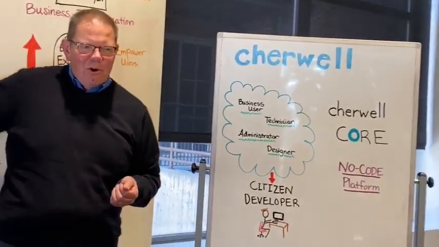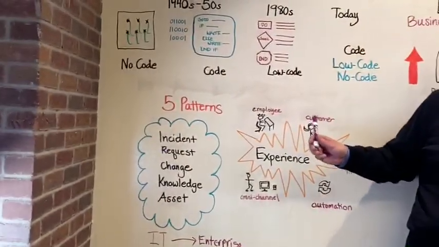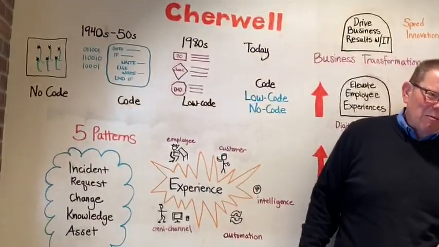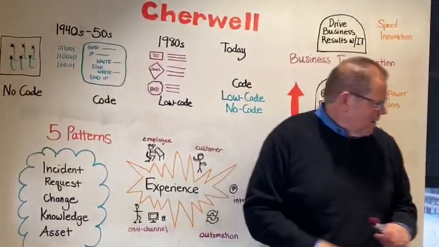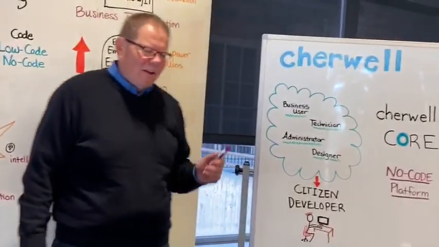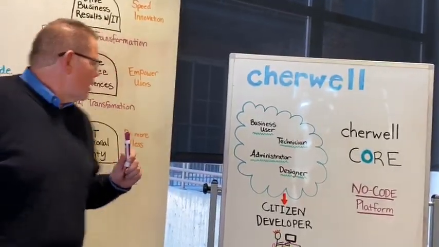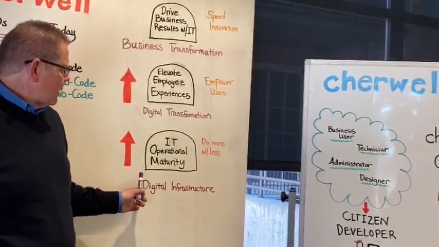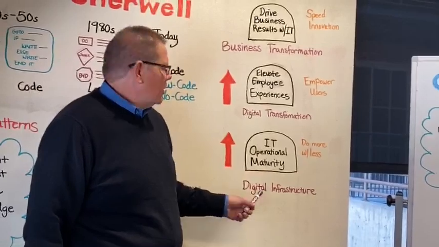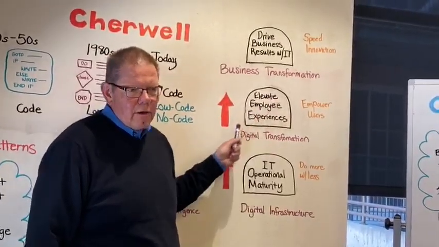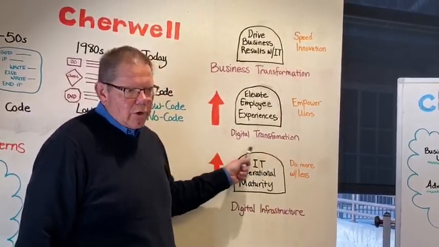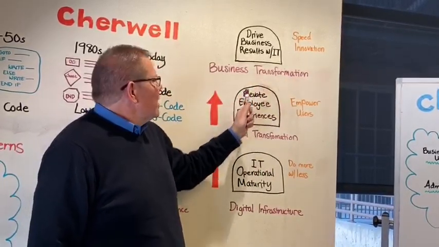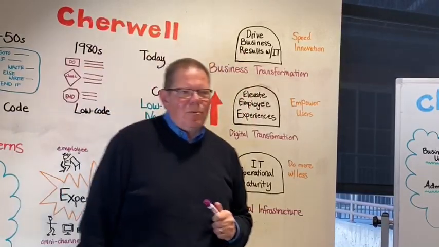all the way starting with no code, which told us, hey, we got to have a better solution. So we came up with code, and we said, hey, we have to have a better solution. So we came up with low code, and we said, hey, we got to have something better. We ended up with no code again. No code is the answer. It is the technology that can help a business that's worked out its IT operational maturity and has a good solid digital infrastructure, that has figured out how to elevate employee experiences and is working on digital transformation to truly achieve that business transformation and to drive business results with IT.